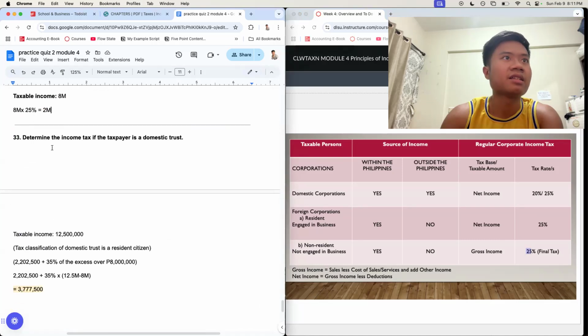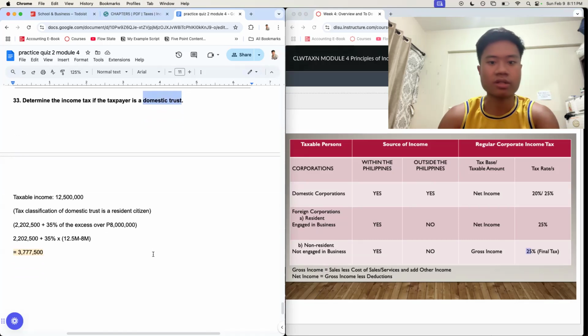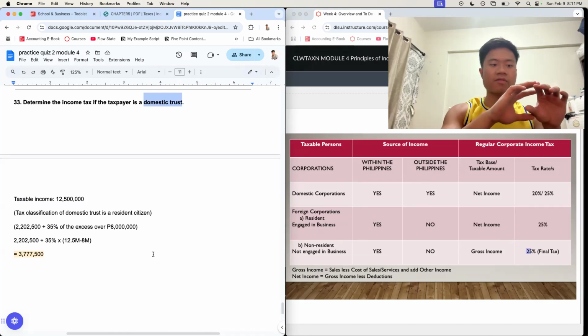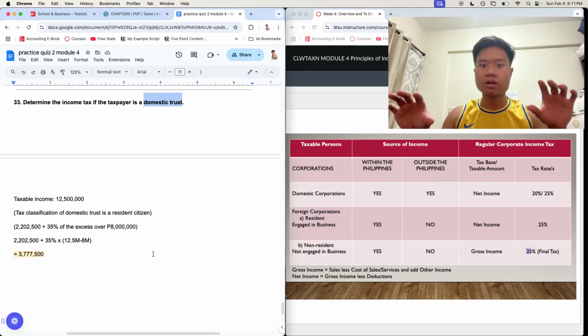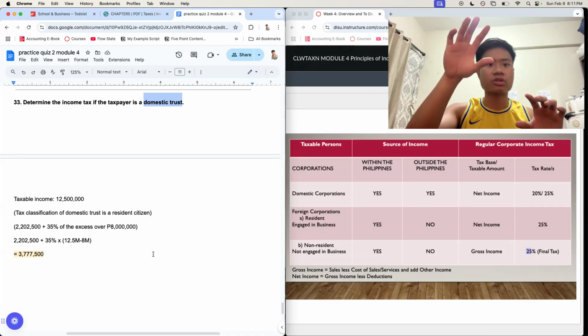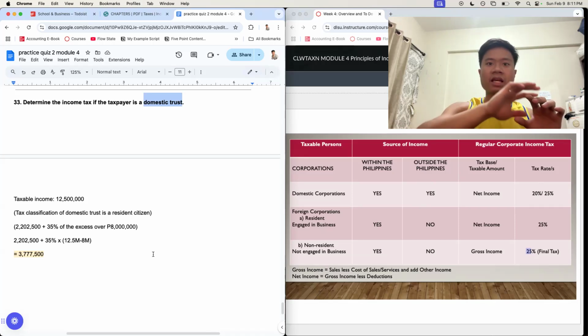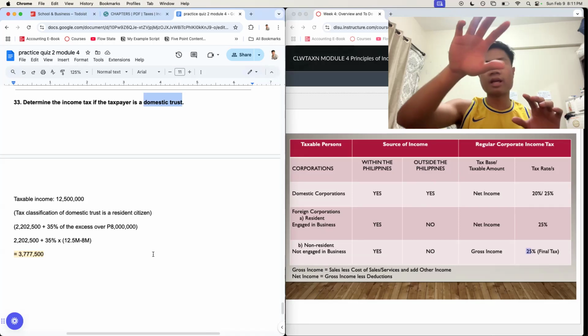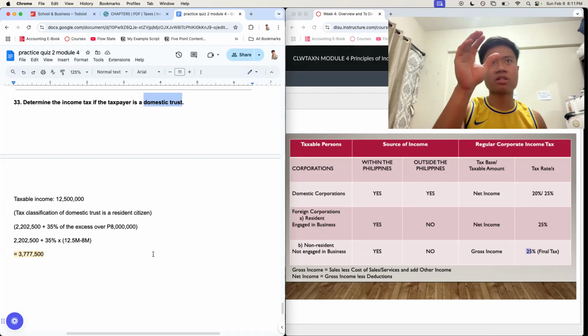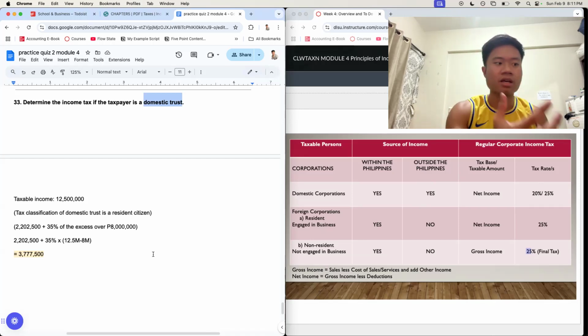And lastly, find the income tax if a taxpayer is a domestic trust. So what a domestic trust is, there is a grantor. So there's someone who wants to give money or property to someone else, but they give it to a third party who is called the trustee. I'm not sure, but basically he lends it to this person, who will then give it to the other person. So how do we classify if you are the domestic trust, how much tax you pay? Because when you get money from person A, that's income, so you have to pay tax.